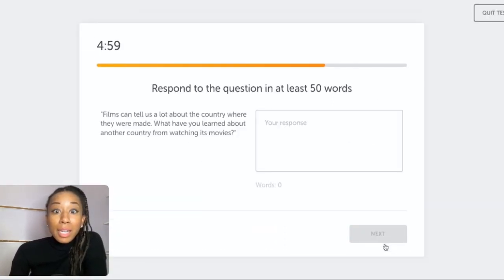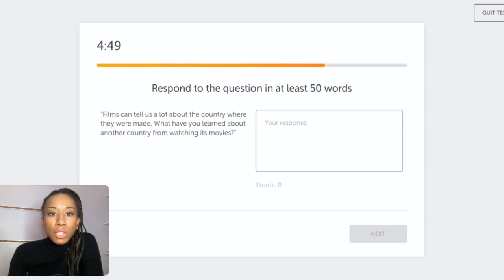Interactive reading. It's done. Respond to the question in at least 50 words. Films can tell us a lot about the country where they were made. What have you learned about another country from watching its movies?